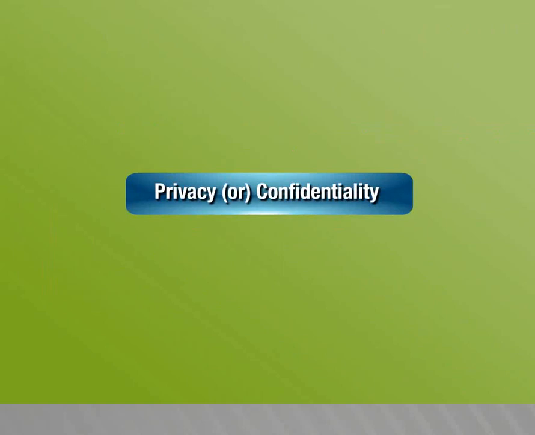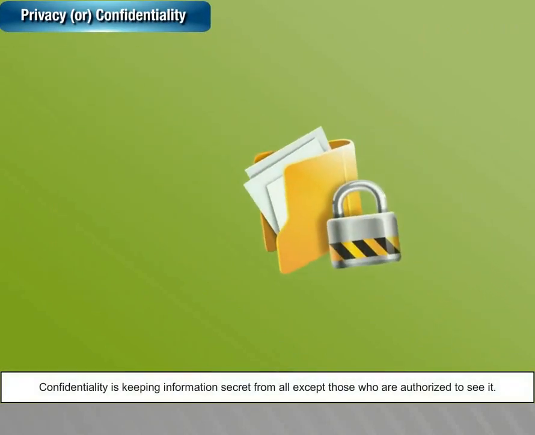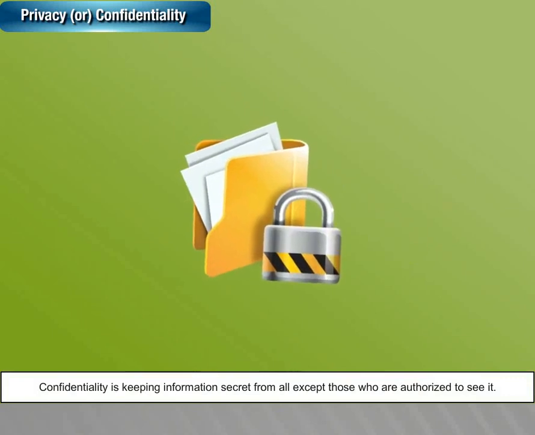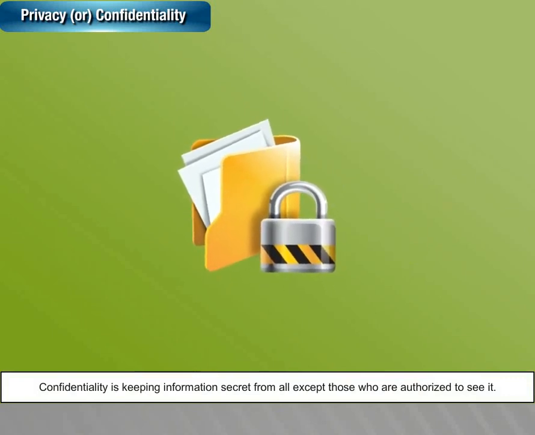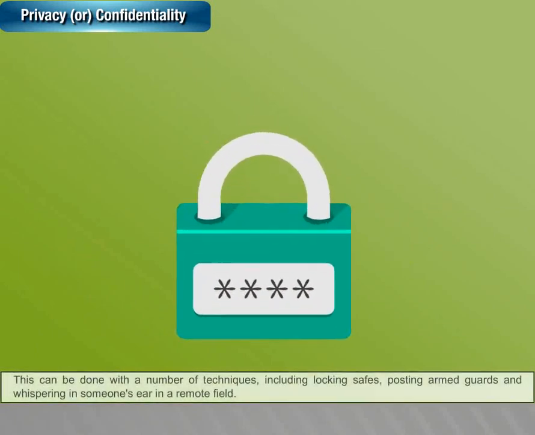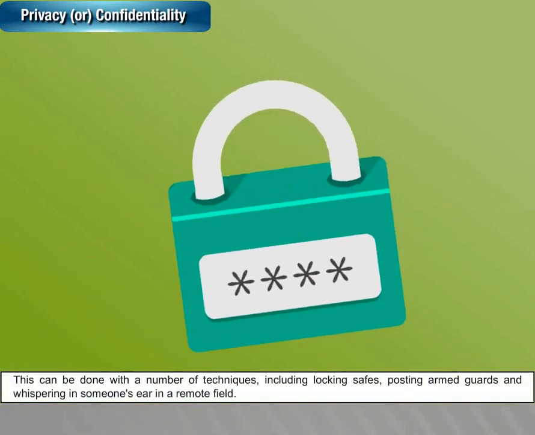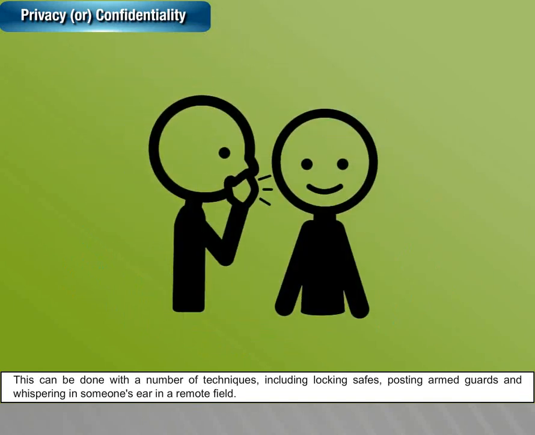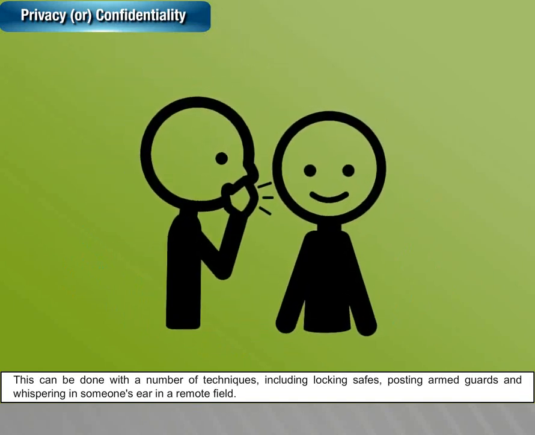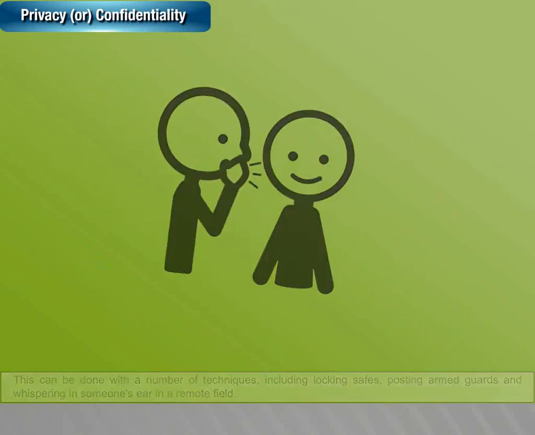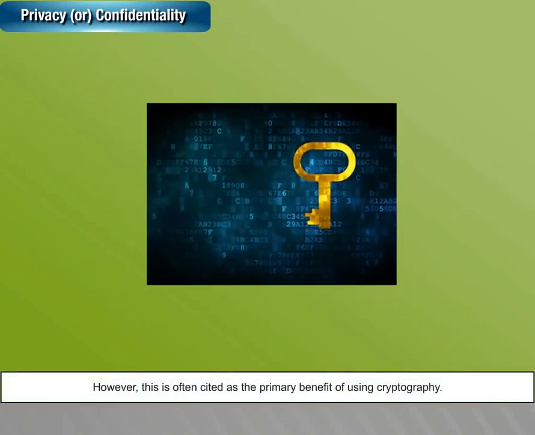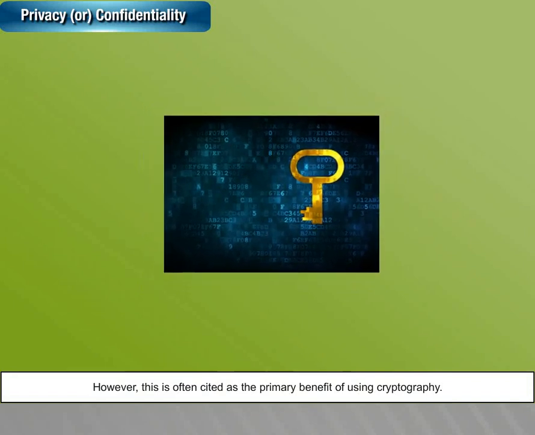Privacy or confidentiality. Confidentiality is keeping information secret from all except those who are authorized to see it. This can be done with a number of techniques including locking safes, posting armed guards, and whispering in someone's ear in a remote field. However, this is often cited as a primary benefit of using cryptography.